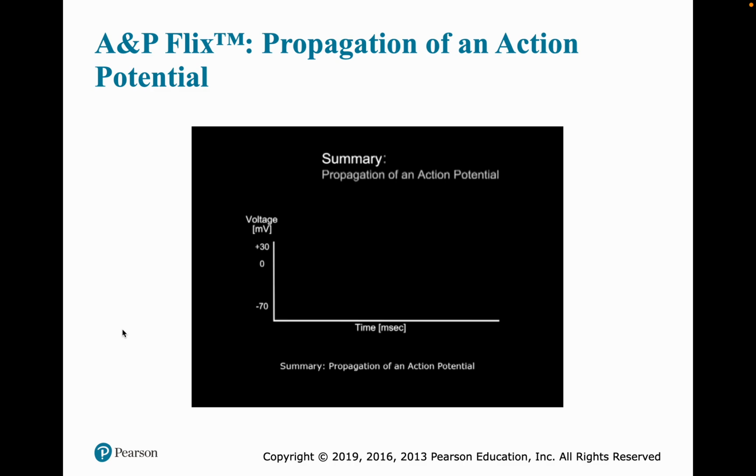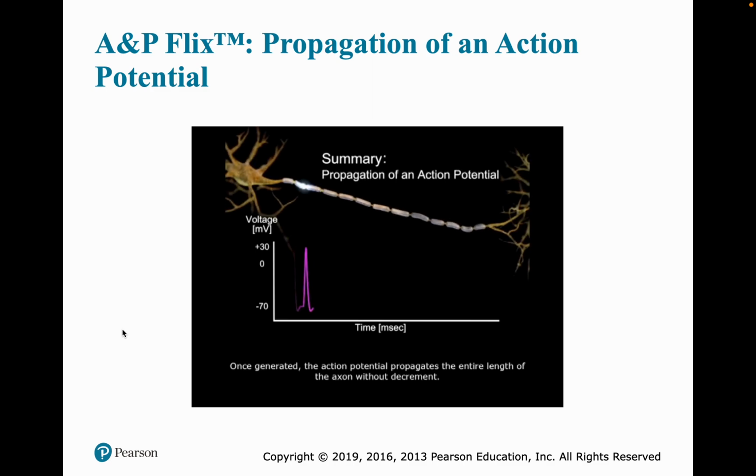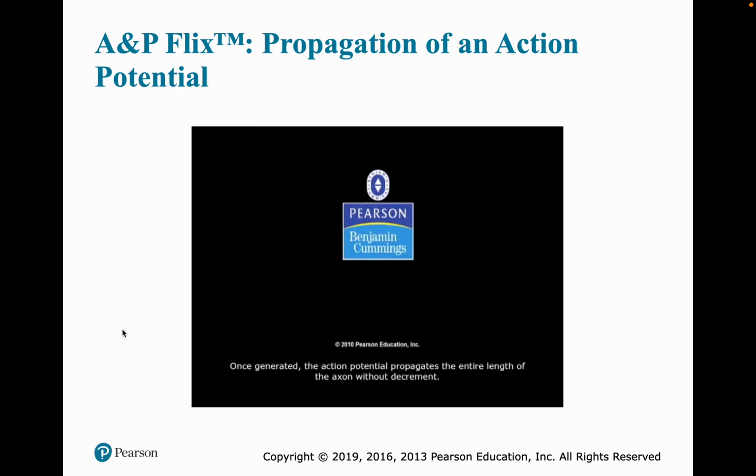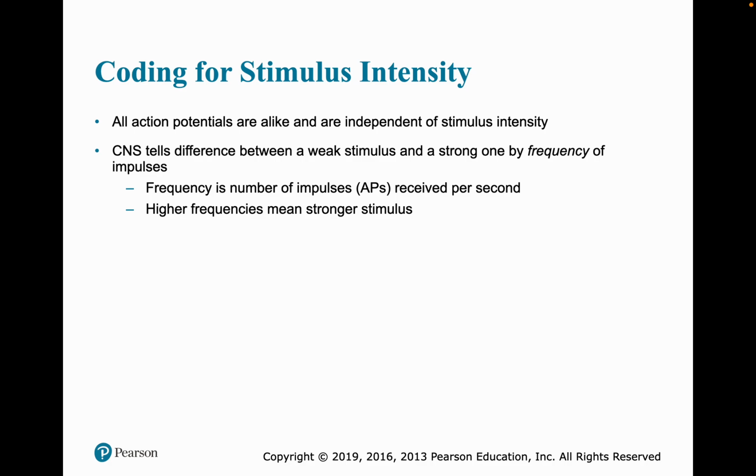Summary: propagation of an action potential. Once generated, the action potential propagates the entire length of the axon without decrement. Okay. Now we can move on. So, stimulus intensity. All the action potentials are alike. They're independent of the stimulus intensity.